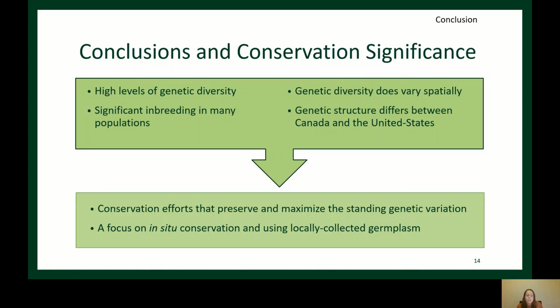What does this mean for conservation? So we propose that conservation that preserves and maximizes the standing genetic variation through crosses and gene orchards outside the infected range may help mitigate further loss of diversity and increases in homozygosity due to population fragmentation and isolation. And given the magnitude of genetic differentiation between populations and the distinct population structure across the range, a focus on in situ conservation and using locally collected germplasm is necessary to avoid introducing genotypes that may be maladapted.